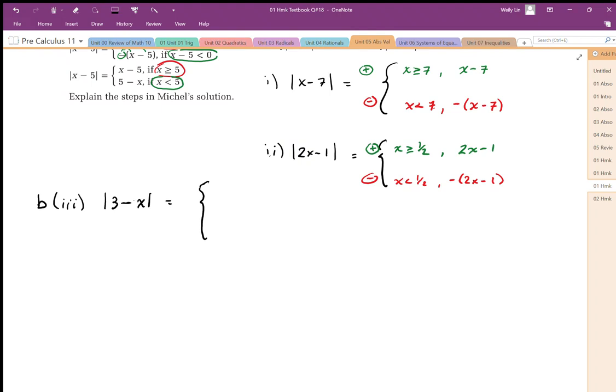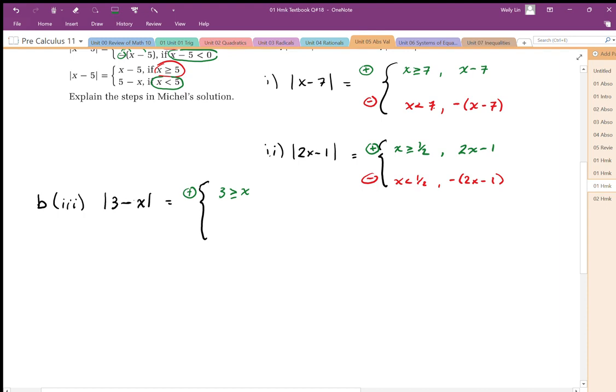So for B part 3, we're going to do exactly the same thing. We're going to have our positive domain. So it's going to be when 3 minus x is greater than 0, or we can say that x is less than or equal to 3. So that's going to give us our positive domain.